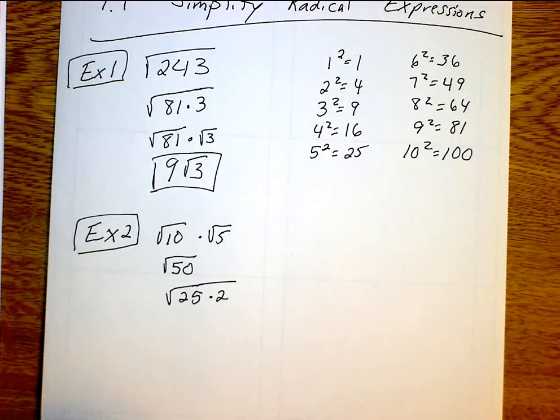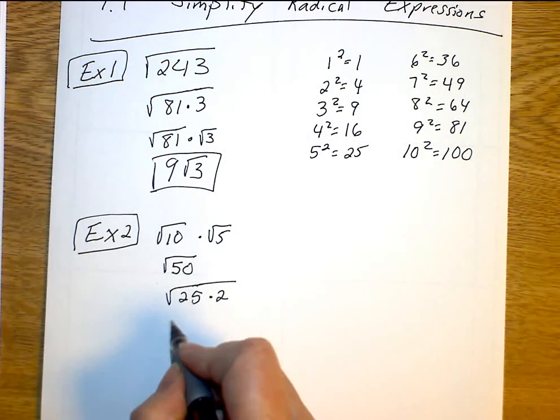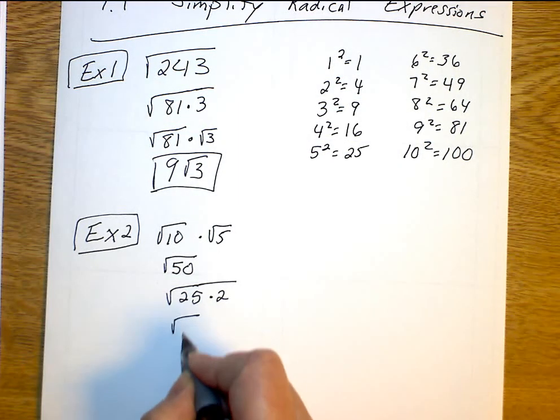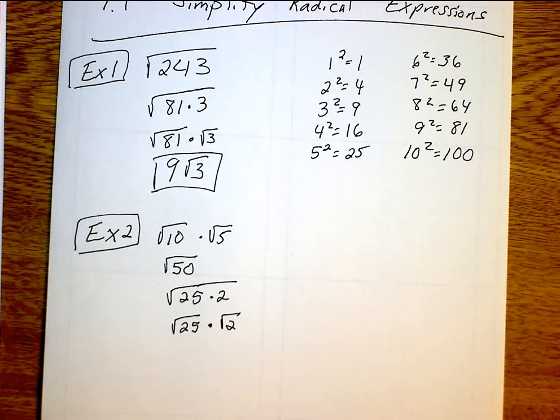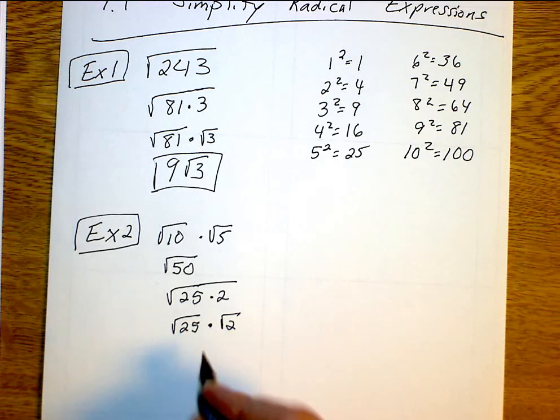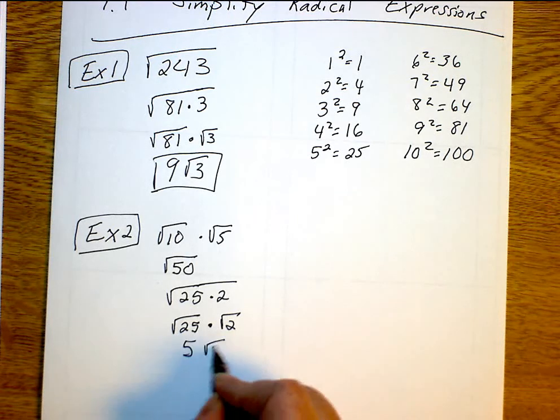Again, at this point, if you know the answer, you could put it, but if you don't, we'll break it up. So we have the square root of 25 times the square root of 2. So, square root of 25 is 5, square root of 2.